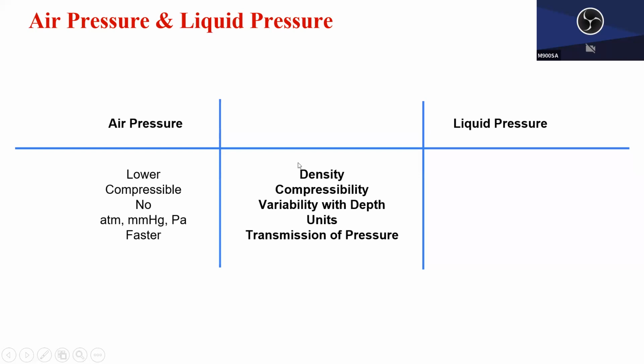And what is transmission of pressure? It means pressure is kind of like a vector, so it has many directions. For air pressure, the transmission of pressure will be faster compared to liquid pressure, since liquid has a higher density and weighs more than air. So the transmission of pressure will be slower compared to air pressure. These are the differences between air pressure and liquid pressure.